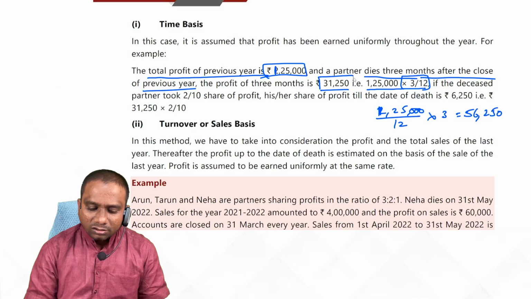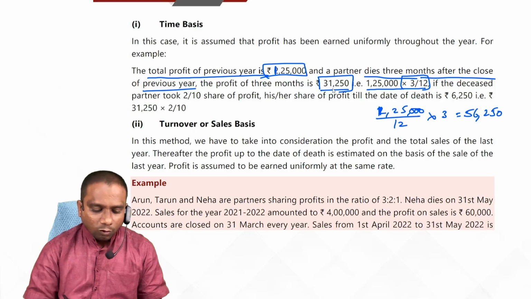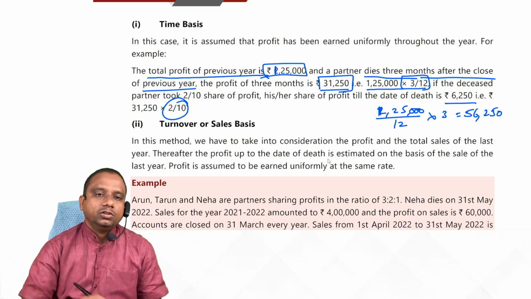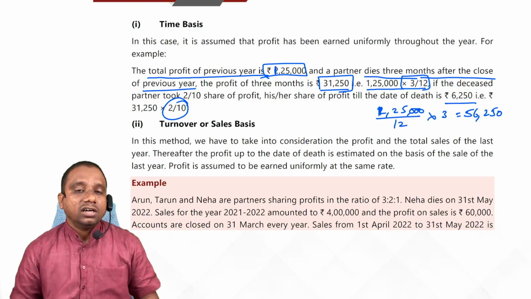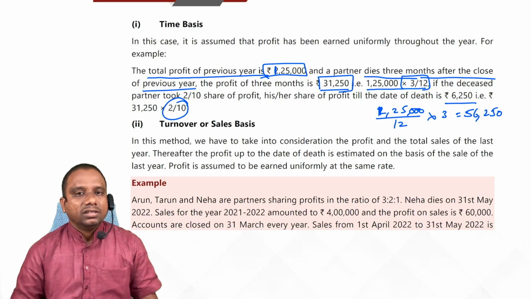This is not the share of the deceased partner. This is the total profit of the firm. Out of that, what is his share? 2 by 10. So that is 6,250. We give it to the executors of the deceased partner. For this, what is the entry we record? Profit and loss suspense account debit to deceased partner capital account.